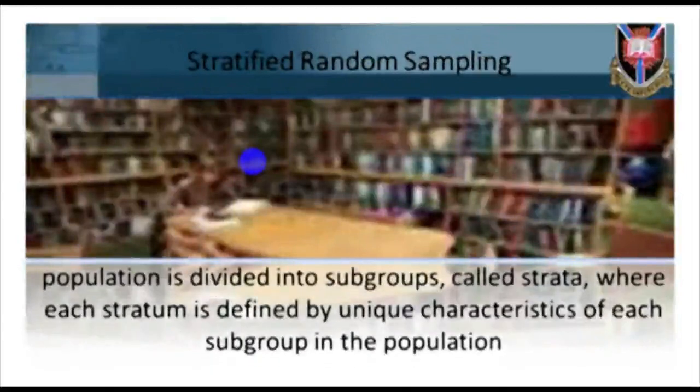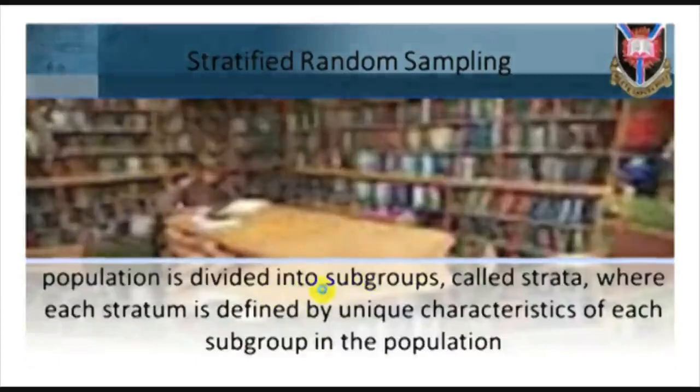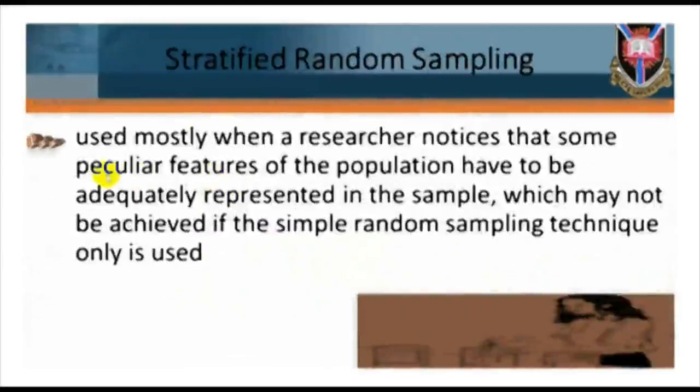B. Stratified random sampling. In stratified random sampling, the population is divided into subgroups called strata. Each stratum is defined by unique characteristics of each subgroup in the population. In a population, we may have our strata as males and females, blacks and whites, junior employees and senior employees, and so on. Within each stratum, simple random sampling is used to select participants who will be included in the sample. Hence, it is called stratified random sampling.